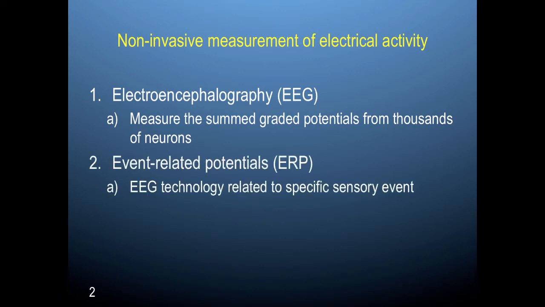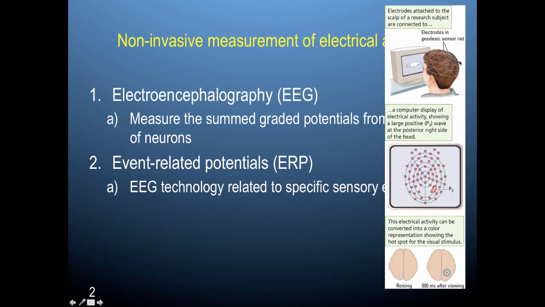You also have ERP, which is event-related potentials. This is basically EEG technology that is tied to a specific sensory event. So you could present someone with a stimulus on a computer screen, and then you would use EEG to see what brain regions are active. These more active brain regions would have more graded potentials, they would have more action potentials, and this would result in a slight electrical field that the EEG imaging device could pick up on.